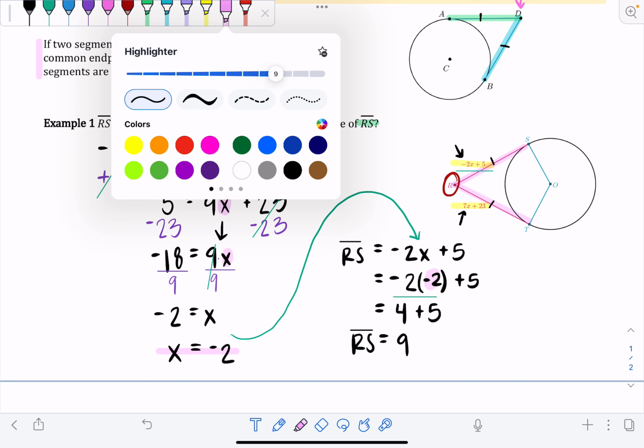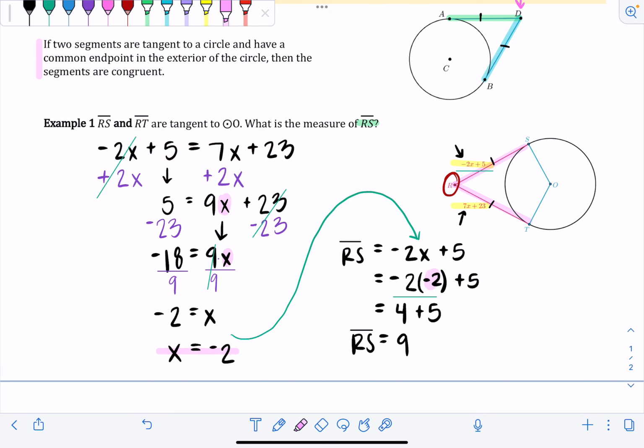If for whatever reason you just didn't like the expression for RS, the negative 2x plus 5, we technically could have used either of the expressions, either negative 2x plus 5 or 7x plus 23, to find what the length of RS is, because the two segments are the same length. So if we find one, we automatically have the other.